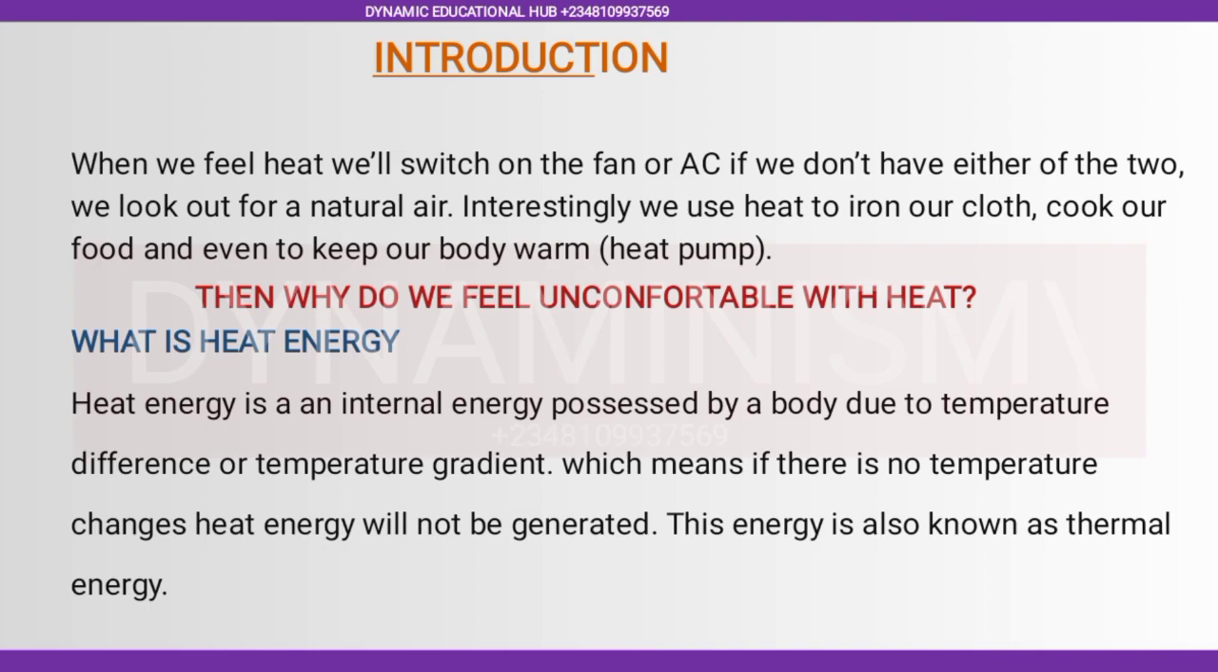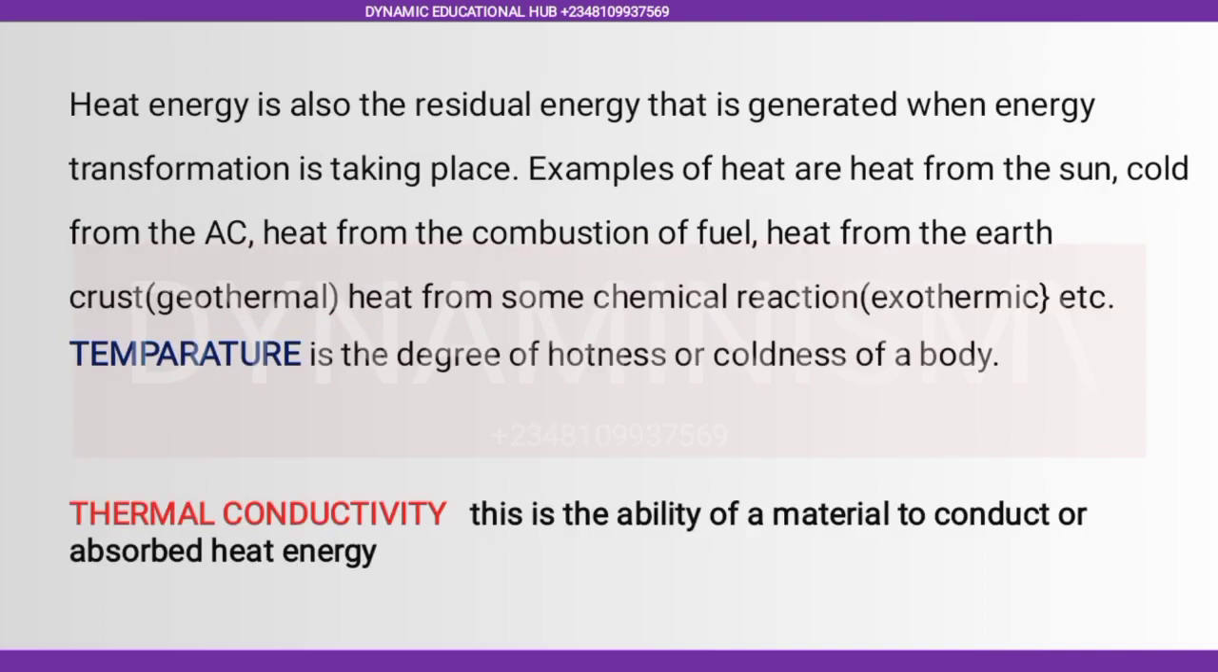Now, we can take for instance, if we switch on our electric bulb, you discover that we are converting electrical energy to light, and as a result of this, we have heat being generated by our bulb. So it can also be said to be a residual form of energy that is generated when energy transformation is taking place.